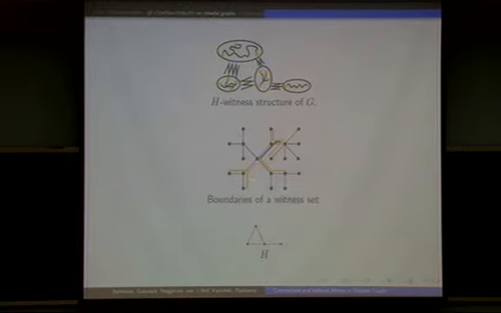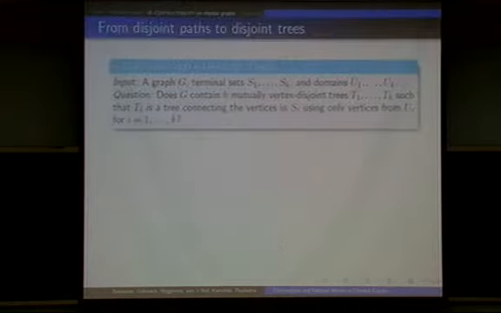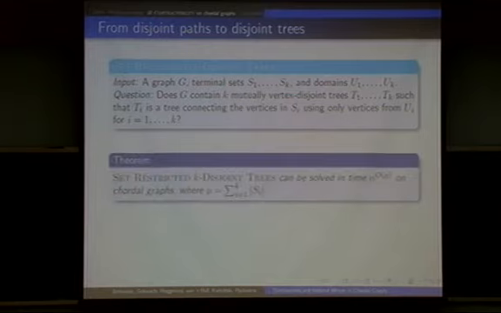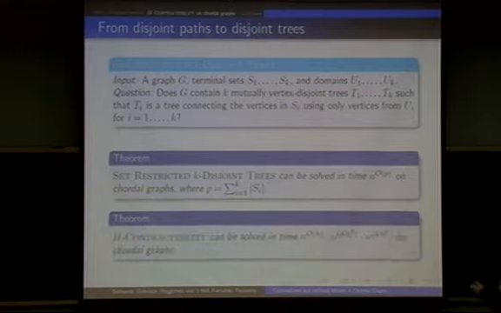Once again, I forgot to say how we define the domain. It's the same as for interval graphs. You just take the trees which lie completely within your boundaries. And so now we indeed have an instance of restricted k-disjoint trees, and we can solve this problem in n to the h squared time. And once again, because of this and what I said previously, we get that we can solve H-contractibility on chordal graphs.